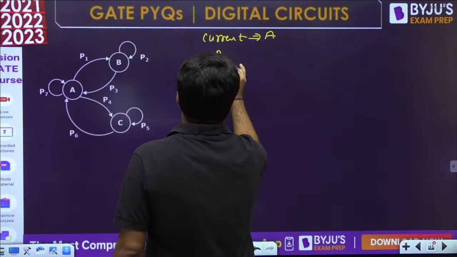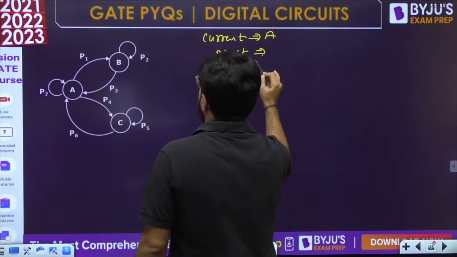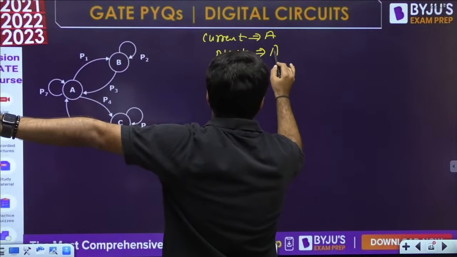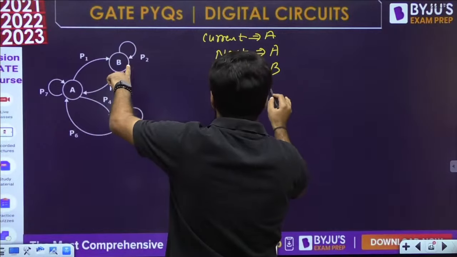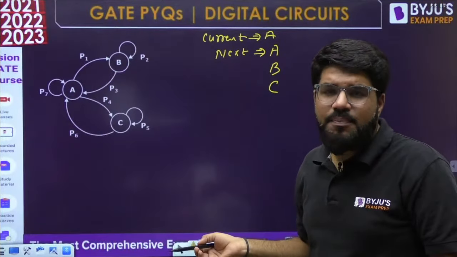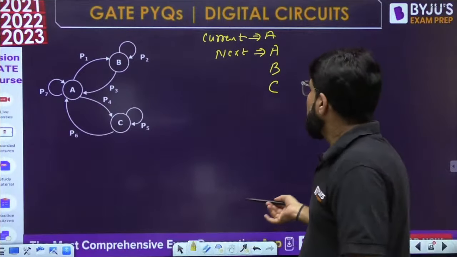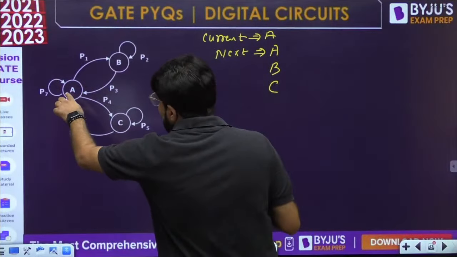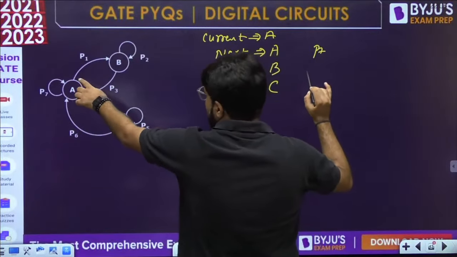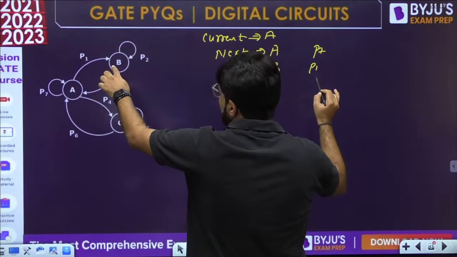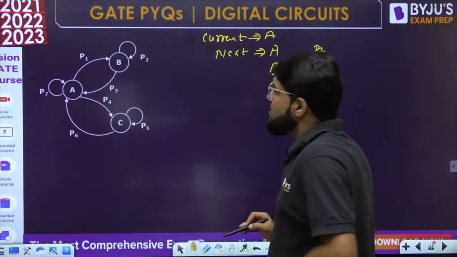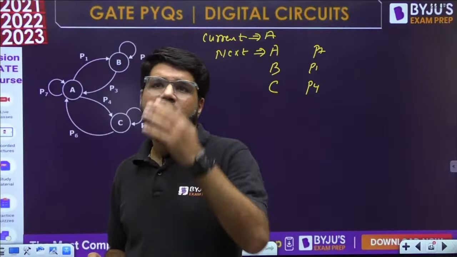Suppose your current state is A. What can be your next state? If a device is in the state A, what are the possibilities? It can remain in A, it can go to B, or it can go to C. That is what can happen. Anything else can happen? It can remain in the state A with the probability P7. It can go to the state B with probability P1. It can go to the state C with the probability P4.